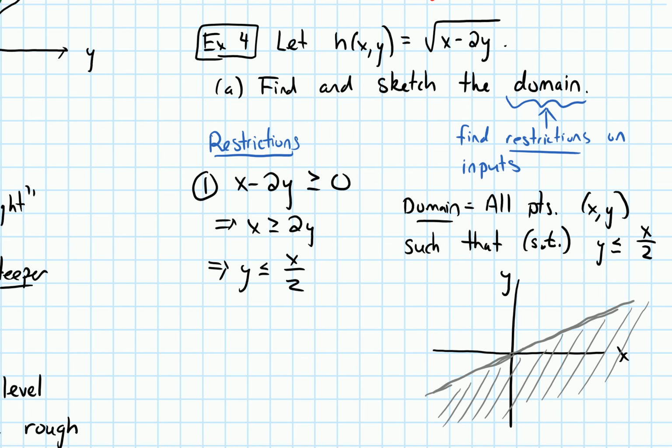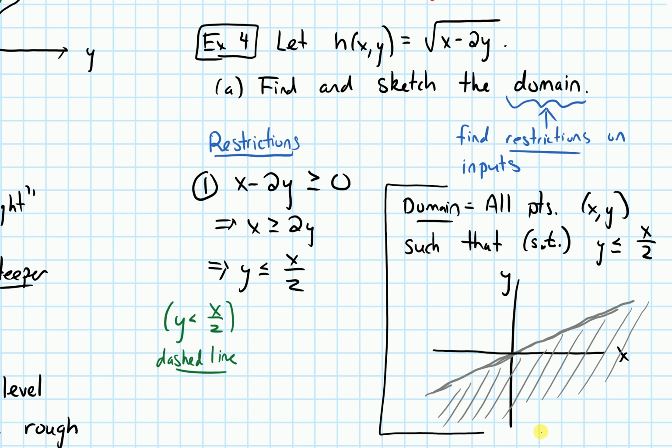If I had something like y is less than x over 2, we would have drawn a dashed line, because y would not be allowed to be equal to x over 2, so I couldn't be on the line. Alrighty, so that is my domain, and now we've sketched a picture of the domain. It's all points in that shaded region.